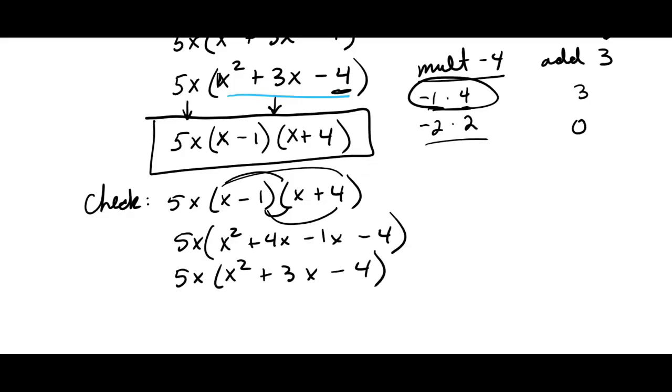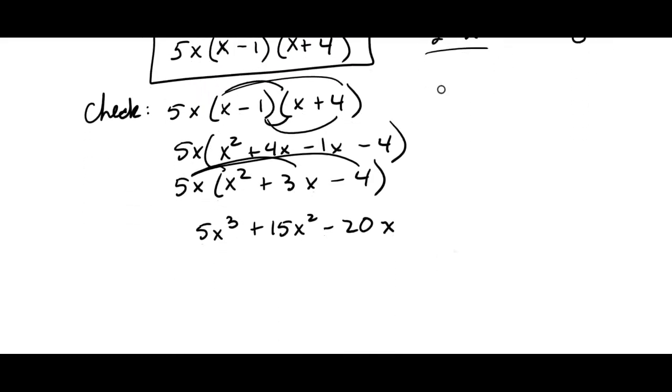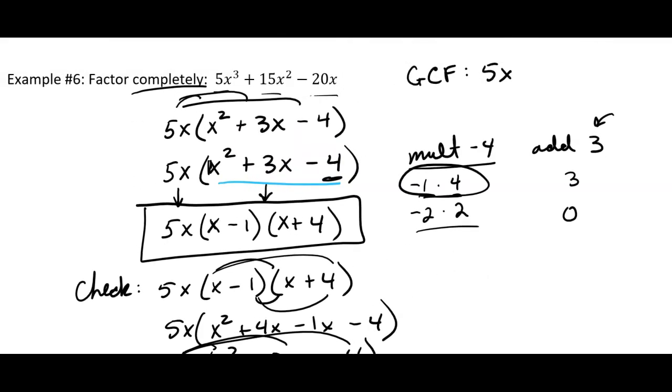And then I would check it by distributing the 5x. So I get 5x cubed, I get 15x squared, and I get minus 20x. And then that should be what we had way back at the original. Yep, that's what we had. So this checks out. You don't have to do the check, but like I said, when you're factoring, you can always check these to see if you got them right. So, all right.